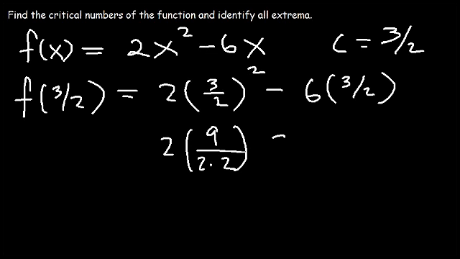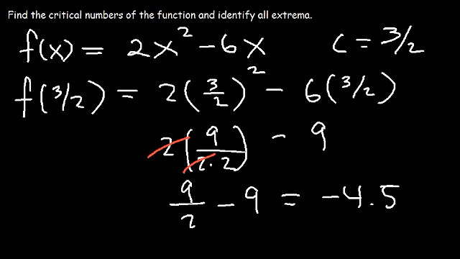Now 6 times 3 over 2. 6 times 3 is 18. 18 divided by 2 is 9. And here we can cancel one of the 2's. So it's 9 over 2 minus 9. 9 over 2 is 4.5. 4.5 minus 9 is negative 4.5, which is negative 9 over 2.